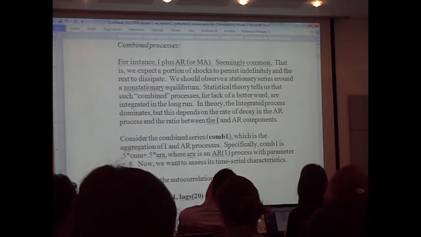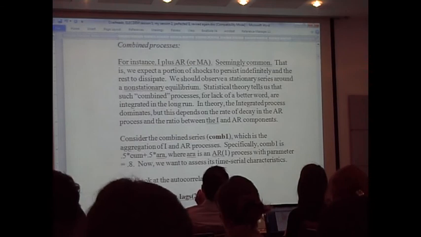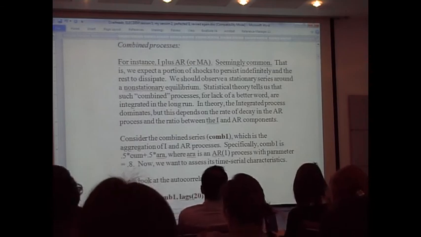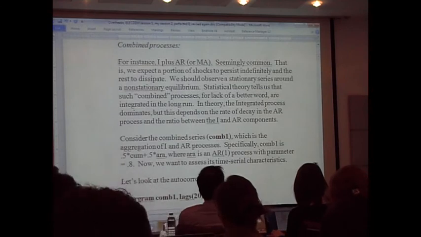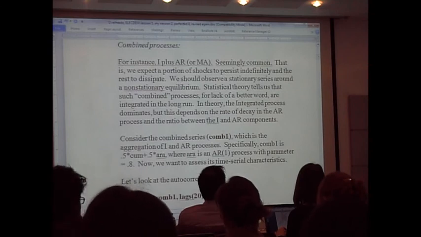Okay. Combined processes are something we barely introduced yesterday. We've already looked at a case of a combined process, right? This is when you take an integrated series and you add in an autoregressive or MA component. This is seemingly really quite common. Bob Erickson and I are working on election campaigns in the United States. Both at the individual and the aggregate level, we see it as a combined process where some things hit people and cause them to move and they last forever. Some of the things that cause people to move don't. So it's a combined process of lasting effects and temporary effects.